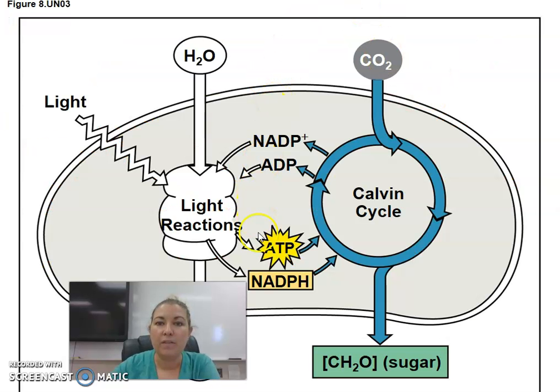So here we're going to focus on the second half of photosynthesis. Our reactants are CO2, ATP, and NADPH. Our product is going to be sugar, and then the reduced compounds NADP plus and ADP.